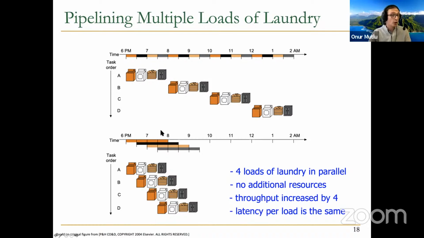Throughput has increased by 4. Why? We're basically finishing one load every 30 minutes, if you will. And latency per load is the same. So this is important. If you look at one single load, it's still taking 2 hours, right? It was taking 2 hours before. It's taking 2 hours again. Every single load takes 2 hours. But because you're concurrently processing the loads, overall, 4 loads takes much shorter, right? So latency of a single load or instruction is the same, but throughput of all instructions increases. Okay, keep that in mind. That's the key for pipeline.